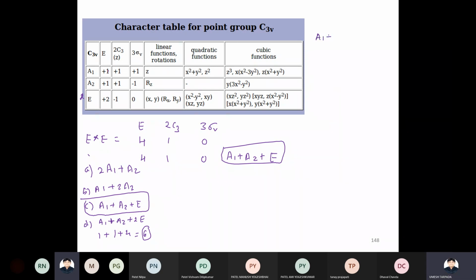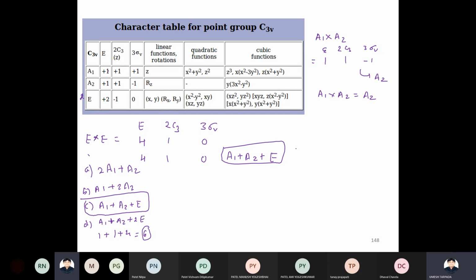What about A1 cross A2? What is the answer of the direct product of A1 cross A2? A2. 1 into 1 that is 1. 1 into 1 that is 1. 1, 1, minus 1. And 1, 1, minus 1. Good. 3 sigma V is minus 1. So this belongs to A2. Answer is A2. Sorry. Okay, so fine. A1 cross A2 is equal to A2.